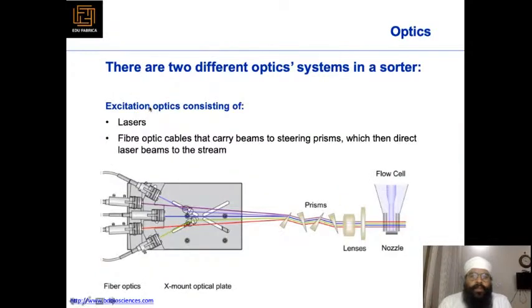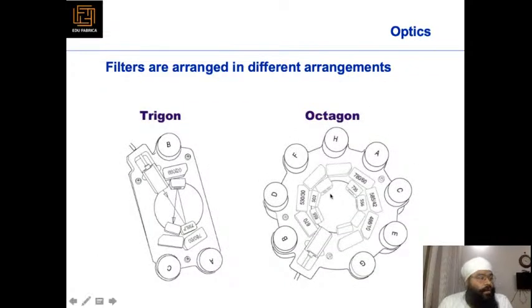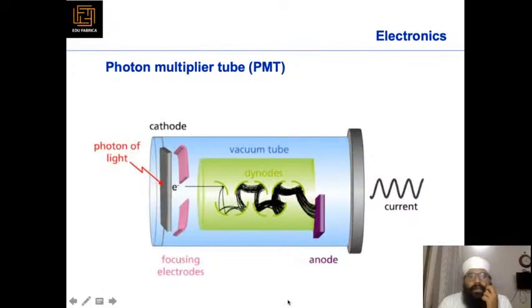So there are two different optic systems in a sorter. The excitation optics consist of lasers and fiber optic cables that carry the beam to steering prisms, which then direct the laser beams to the stream. So we have fiber optics here, X-mount optical plates, prisms, and flow cells like this. The collection optics consist of fiber optics and filters. Filters could be arranged in this form, trigon and octagon. There are three, A B C, and here is A B C D E F G H, as in this case. Further, there is a photomultiplier tube, PMT, in which your photons are multiplied with the help of dynodes, giving much higher amplification.